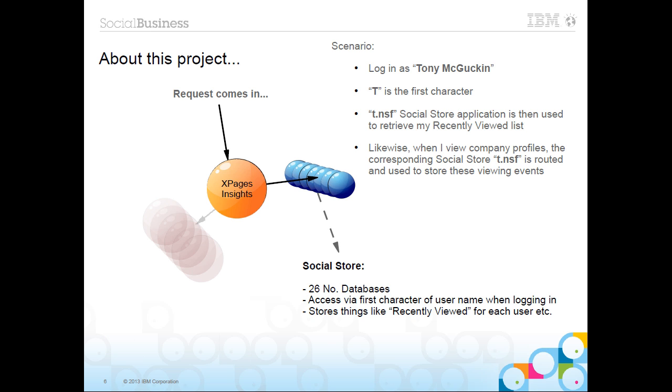I will now describe a couple of different scenarios for interacting with the XPages Insights application and the underlying data store. Firstly, in the case of interacting with the social store, when I log in as myself, obviously Tony McGuckin, T is deduced as the first character of my username. That means that the custom managed bean routing logic will route my request into the t.nsf social store application in order to retrieve my recently viewed list of company profiles for display on the Insights homepage.